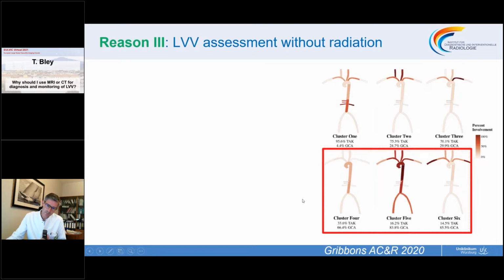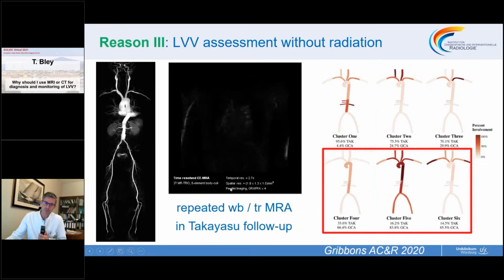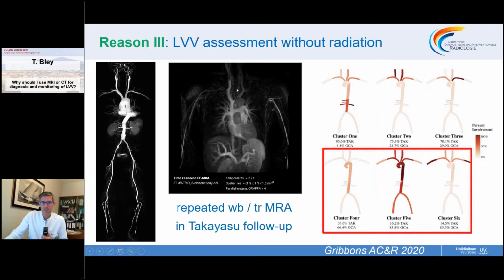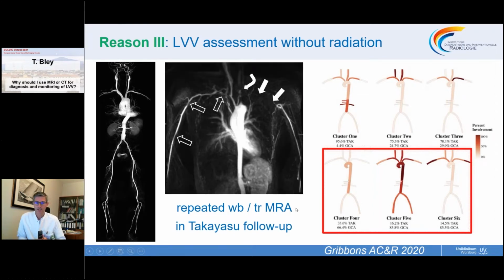And MR, as PET or CT, can give large volume coverage or even time resolved information, and you can see the collateral vessels, as in this patient with Takayasu's arteritis, and you can reveal occlusions and multiple stenoses of the supraaortic arteries. So reason number 3, large vessel wall enhancement and stenosis can be assessed even without radiation.